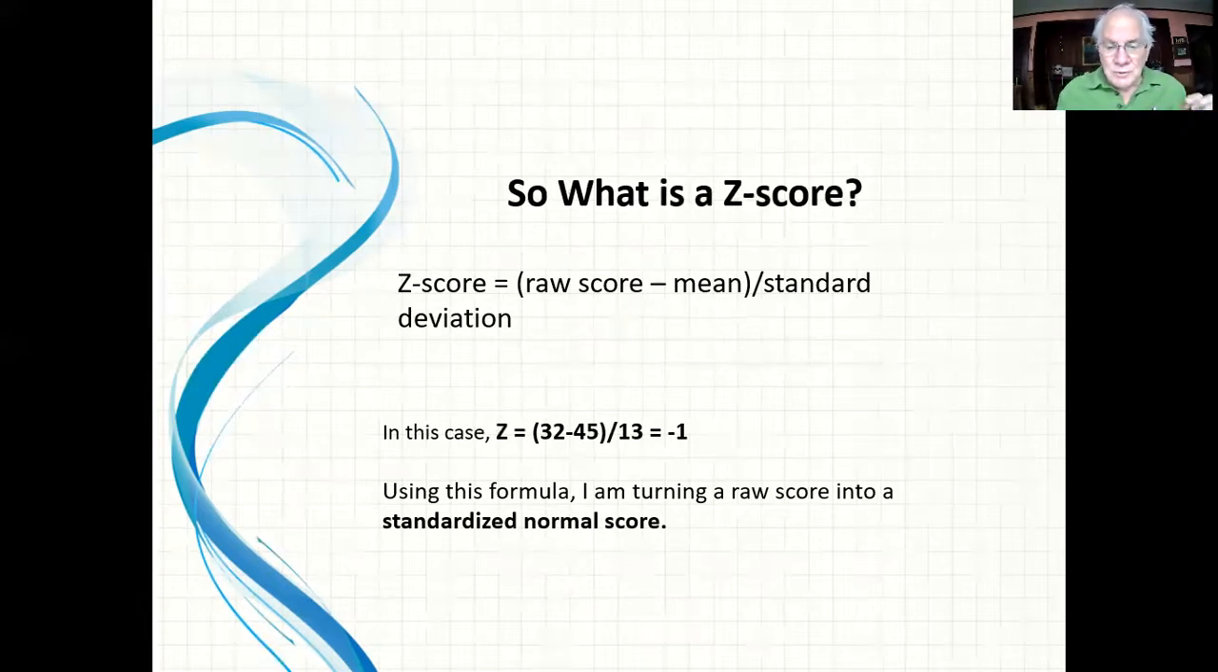A z-score is a standardized normal score. It's a way of transferring or transforming raw scores into something that allows you to compare them to other things. What do I mean by that?